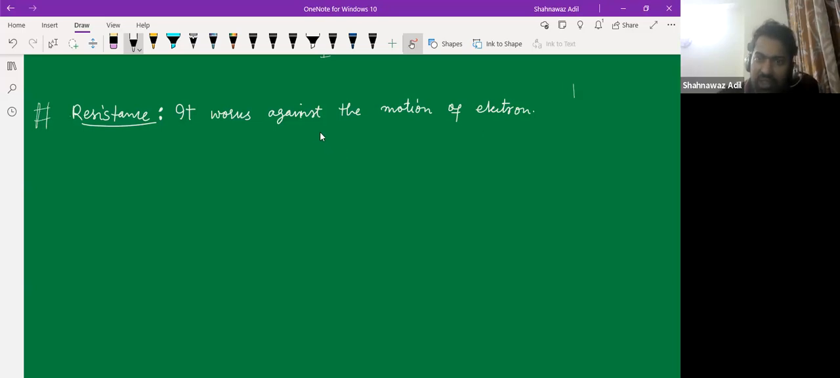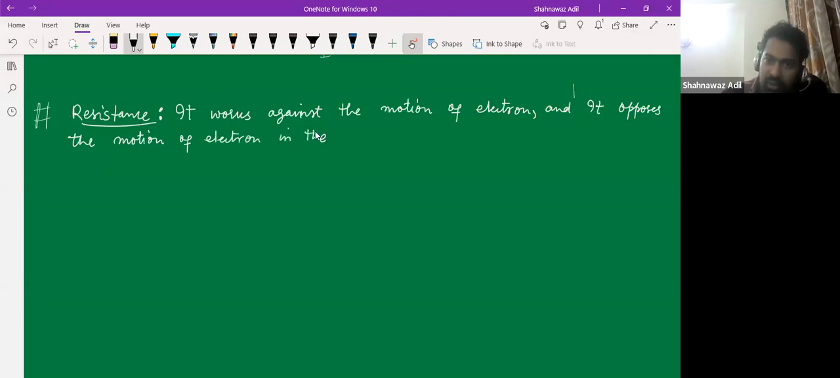That is the resistance, right? So it works against the motion of electrons, and it opposes the motion of electrons in the conductor. Right, so that opposing force is called resistance. And what are the parameters this resistance is dependent upon?